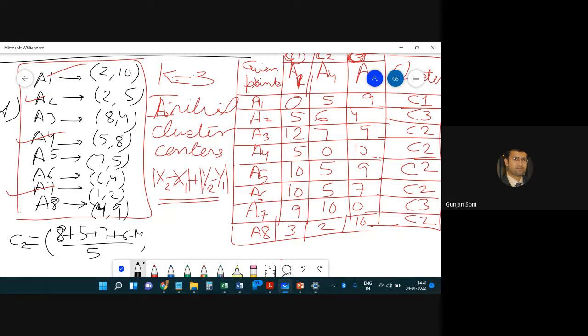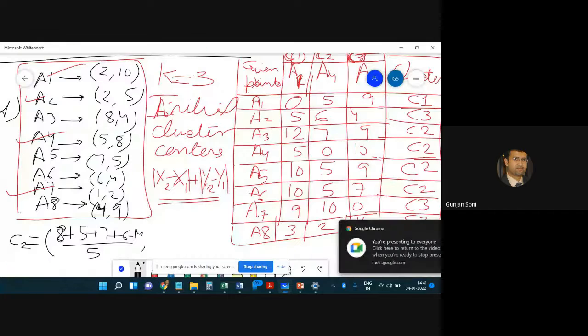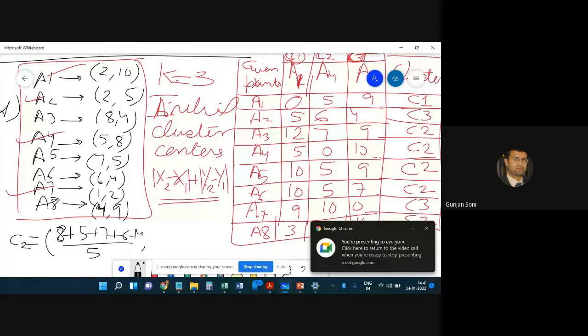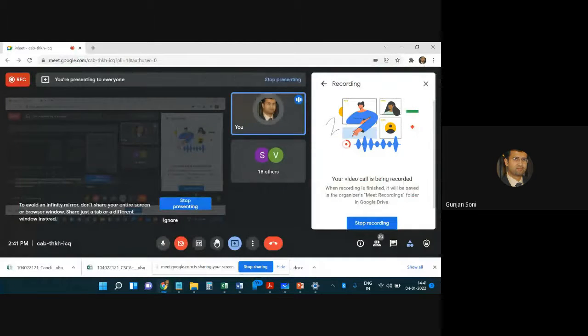Yeah. So similarly, you do it for C3. Thanks for pointing it out. Now you do the next iteration and tell me the new centers. Send it in the WhatsApp group, your hand calculations.